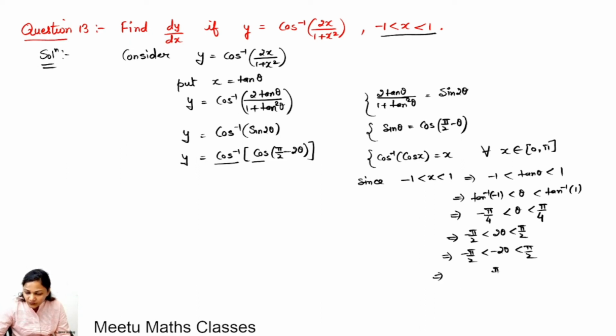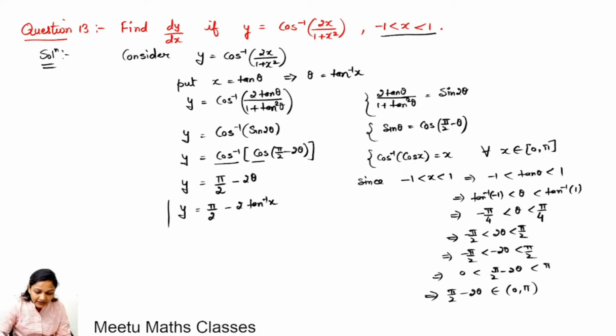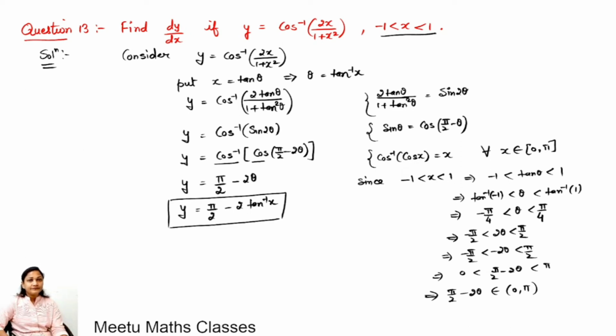And pi by 2 minus 2 theta lies between 0 to pi. So pi by 2 minus 2 theta belongs to the open interval 0 to pi, which is a subset of the closed interval 0 to pi. So it is invertible and we can write this as pi by 2 minus 2 theta. Now replace theta by tan inverse of x, and this is your y in simplest form. Now to find dy by dx, differentiate this function with respect to x and we get the required value of dy by dx.